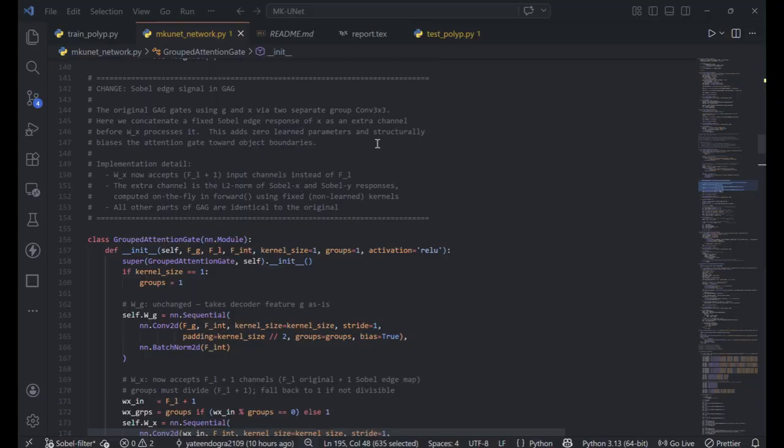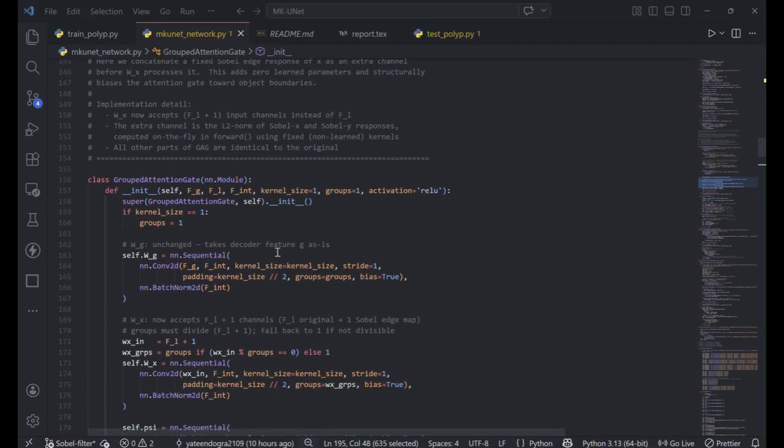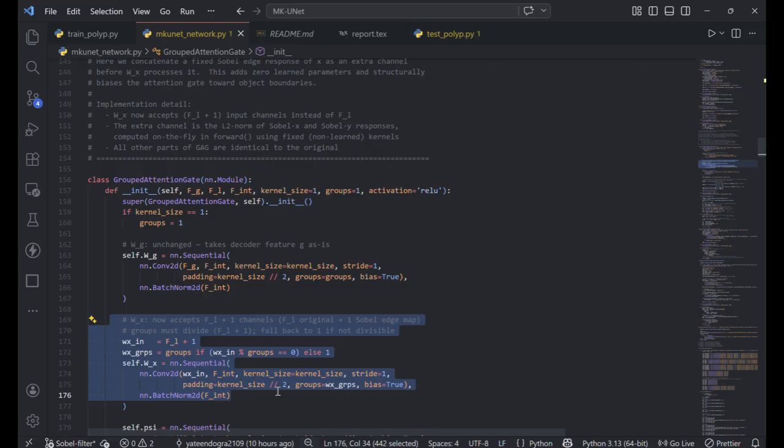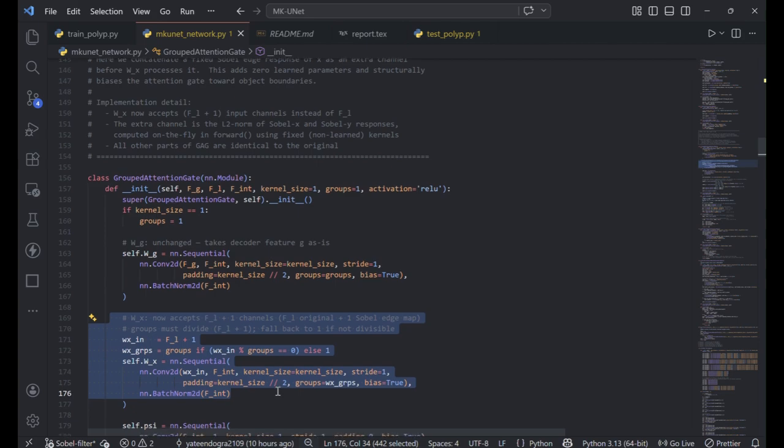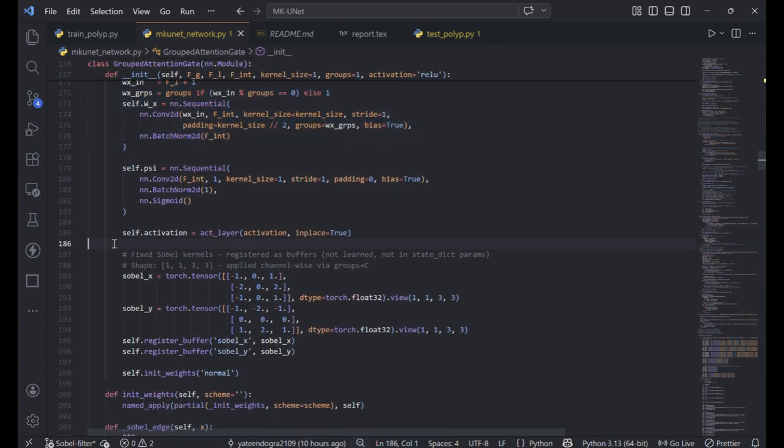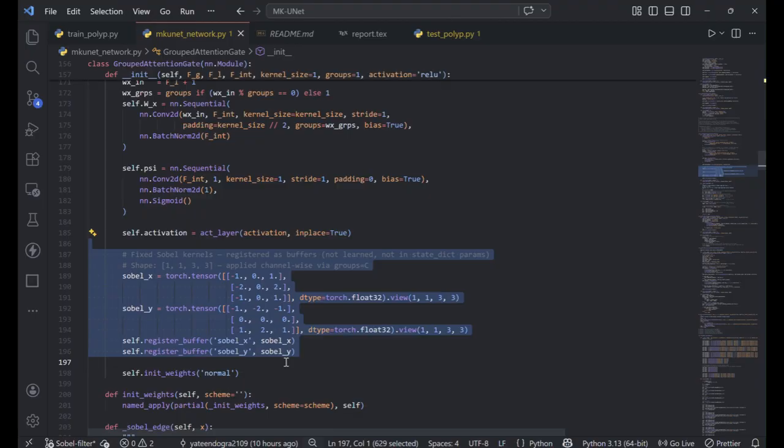To explain the changes we had made in the code. In the MK-UNet network file, the first change is here. The convolution that processes the encoder skip feature originally took F1 input channels. I changed it to F1 plus 1 because I'm going to append a Sobel edge map as an extra channel. I also added a groups fallback so the convolution stays valid even when F1 plus 1 isn't divisible by the group count.